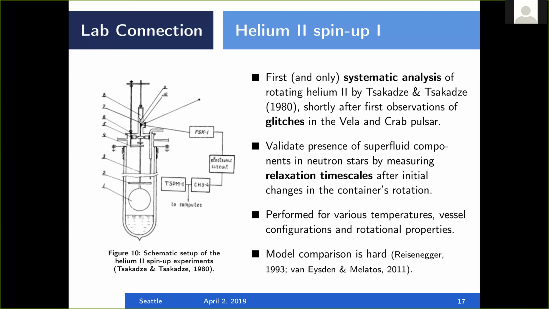So the problem is that this is the only data set that people have, and astrophysicists have tried to use that data, compare their models to it, and extrapolate that knowledge to the neutron star. The problem is that the data is pretty bad.